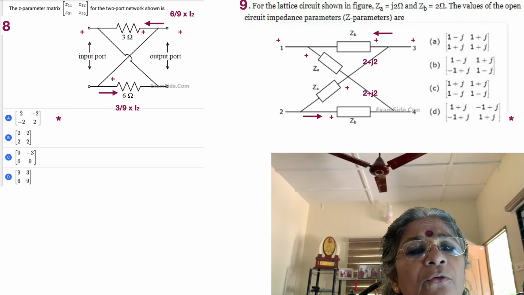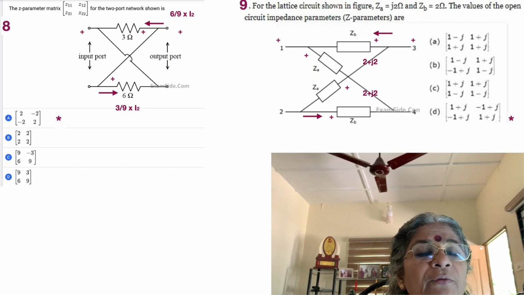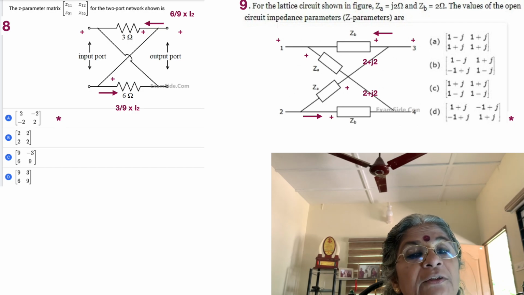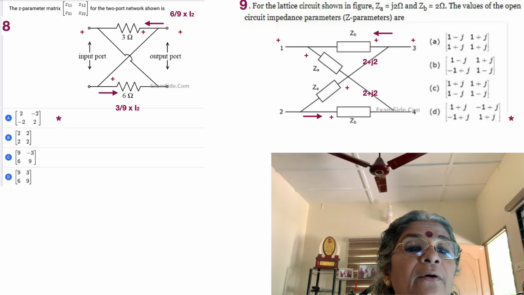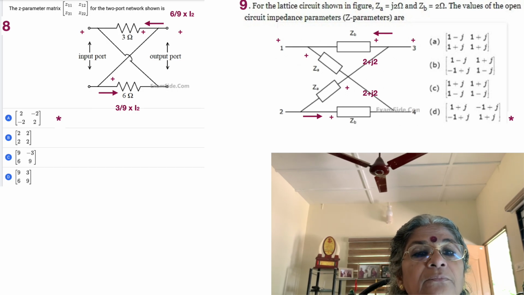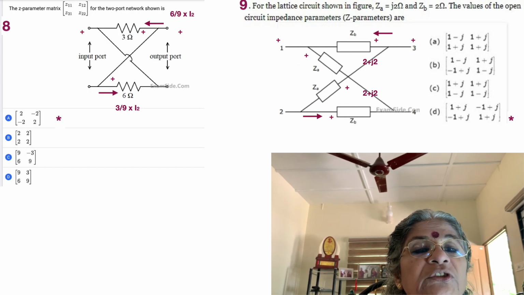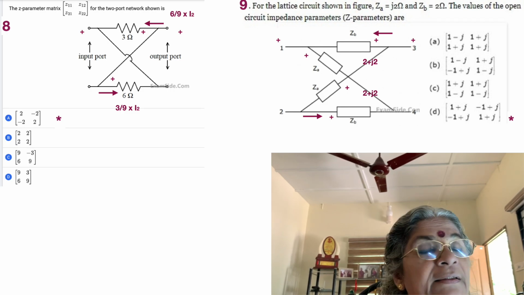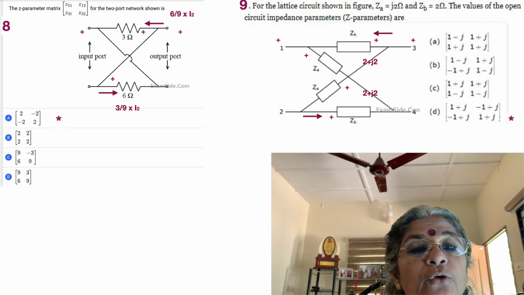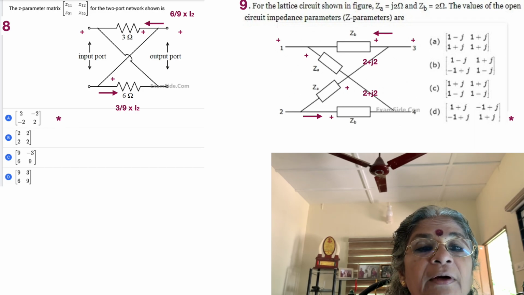Okay, so now we can find out the input port. If you want to find out V1, it's going to be the voltage across the 3 and 6 ohms, which are now connected in parallel. So 3 and 6 in parallel is 3 into 2 by 3, or 2 ohms. So Z11 is equal to 2.